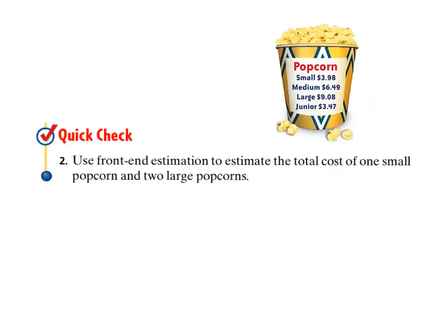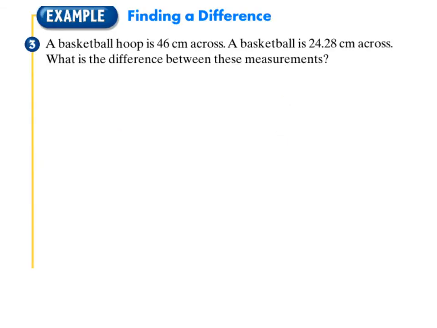Pause the video and do this quick check in your notebook. Be sure to use front-end estimation. So I do not want the actual total. I want to see you using front-end estimation to estimate about what the total cost will be. Not actually lining up all the decimals and adding up every single digit. You're doing front-end estimation to get your best guess for what the popcorn will cost.